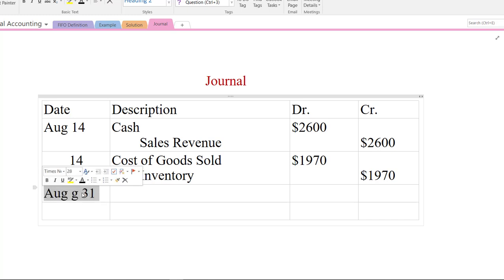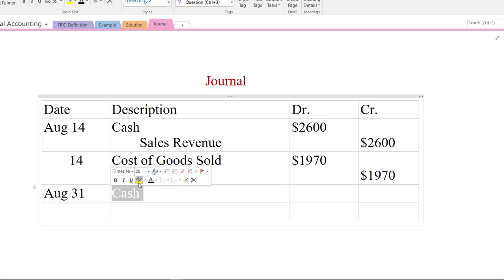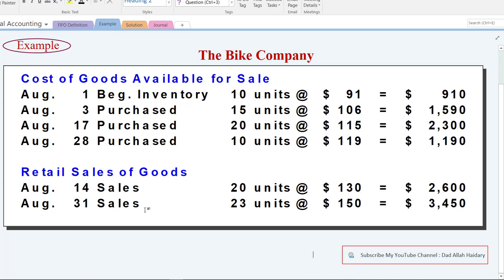The next one is on August 31st. On August 31st, students, again we have sales. So let me write here cash. Now let's look at what the question was. On August 31st, again there are sales of 23 units. 23 units are sold with the price of 150. So 23 multiplied by 150 is equal to 3,450.